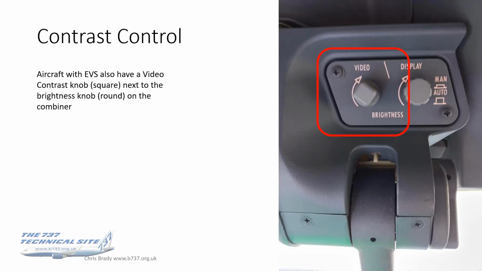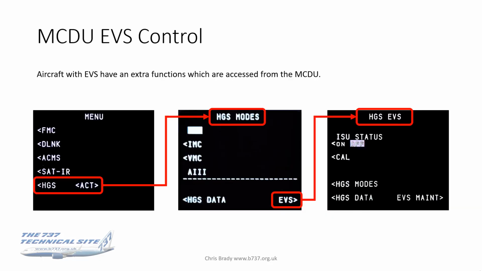EVS equipped aircraft have got a contrast control in addition to a brightness control next to the knob on the combiner. So again, that's another easy way to spot whether your aircraft's got EVS or not. And there are extra functions in the MCDU to cater for EVS. So from the main menu, you select HGS, go HGS modes or data, and there'll be an EVS prompt down there at 6 right. That takes you to the HGS EVS pages.